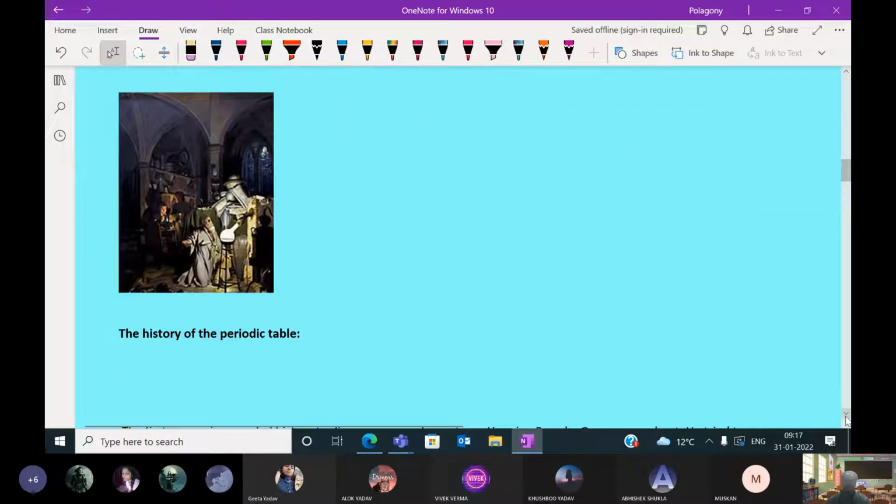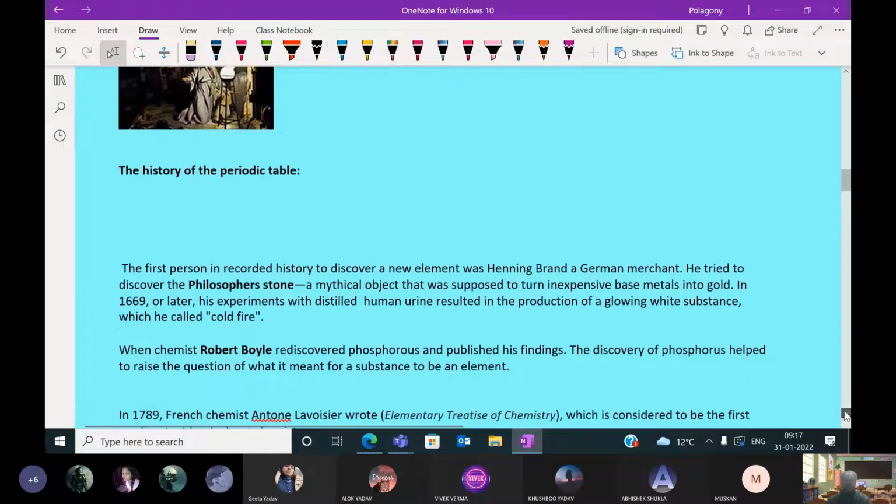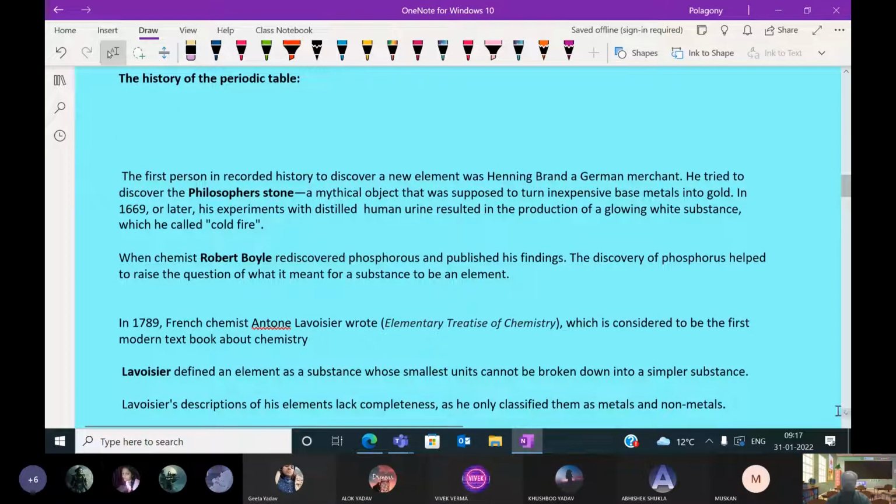Now look at this picture, the history of the periodic table. The first person in recorded history to discover a new element was an alchemist. You must note down this scientist. This is not in the syllabus, but I am taking Henning Brand, a philosopher and German merchant. He tried to discover the philosopher's stone, a mythical object that was supposed to turn inexpensive base metals into gold. Alchemist, we say.